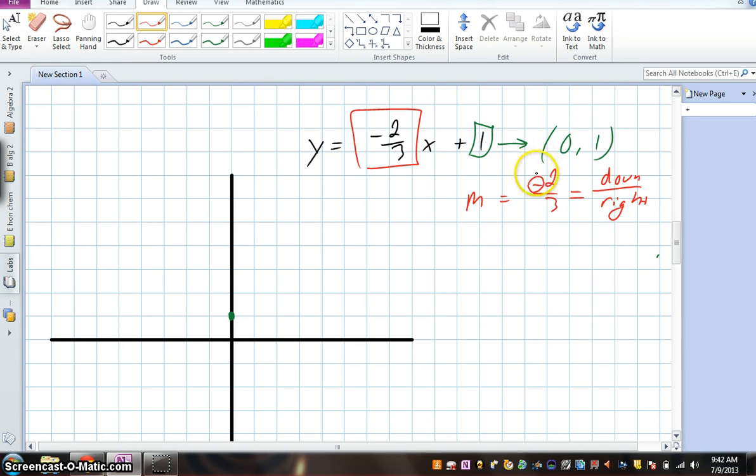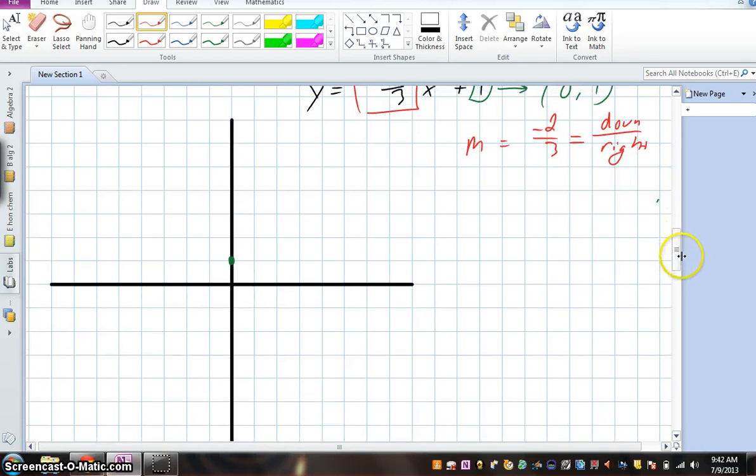Sorry, my eraser doesn't work too well with this program. That's okay though. So I'm going to go down 2 and to the right 1, 2, 3. And you can do it again. Down 2 over 1, 2, 3. Over and over.